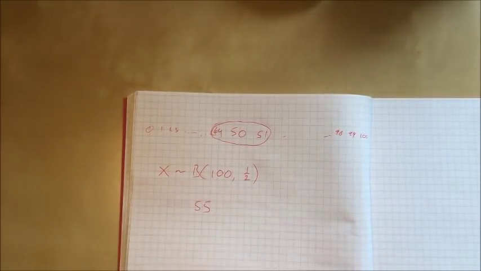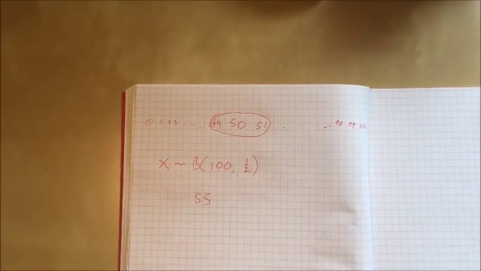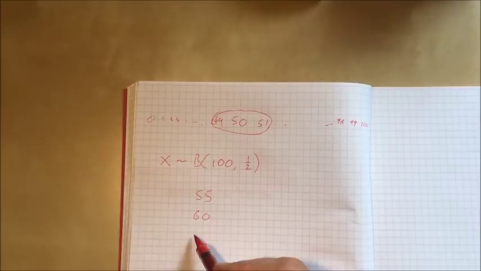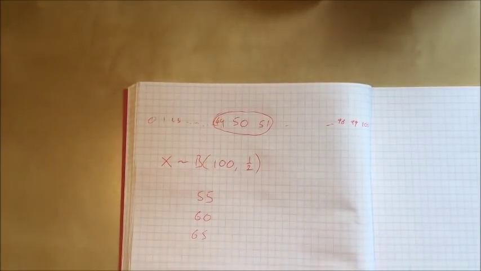If you got 55 heads, would you be convinced that that is a biased coin? You know, it could happen, but do you think it's unlikely enough that you're questioning whether this coin is fair or not? If you got 60 heads, if you got 65, where would we draw the line?